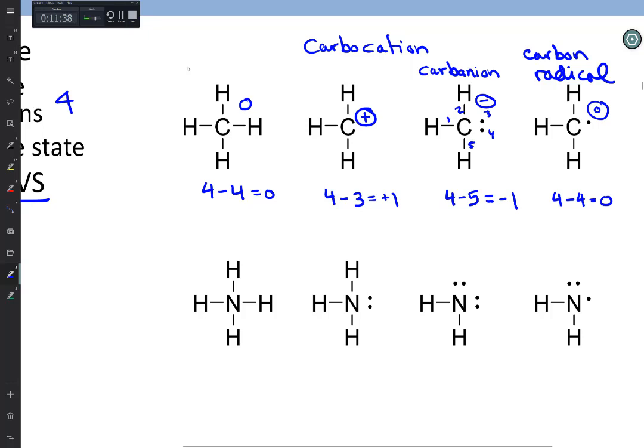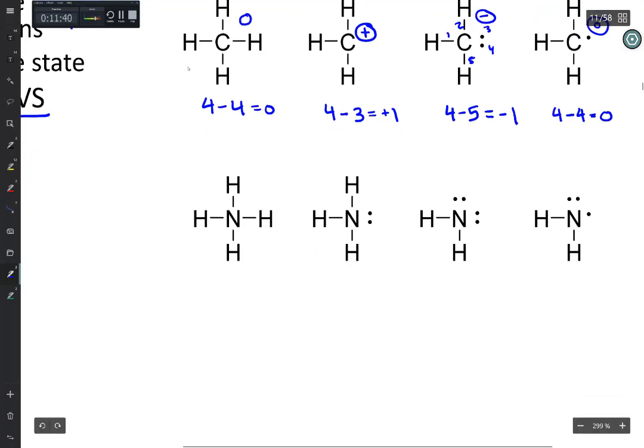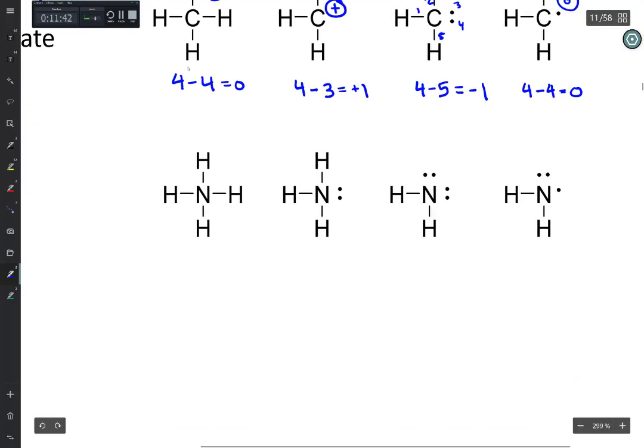Okay, let's do nitrogen. So you do nitrogen, I'll do nitrogen, we'll all do nitrogen, but I'm not going to say anything. You look up and you'll see what you got. How many valence electrons does nitrogen have? 5. Okay, so that's where we got to start.